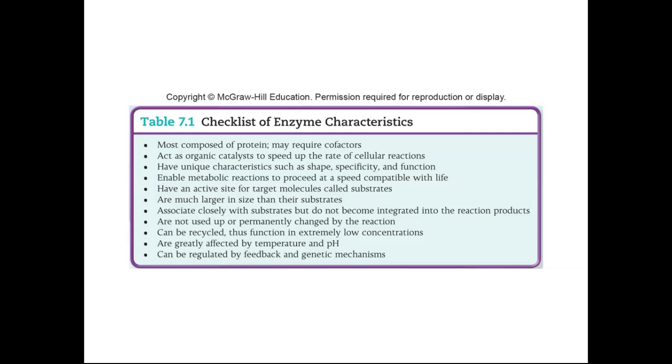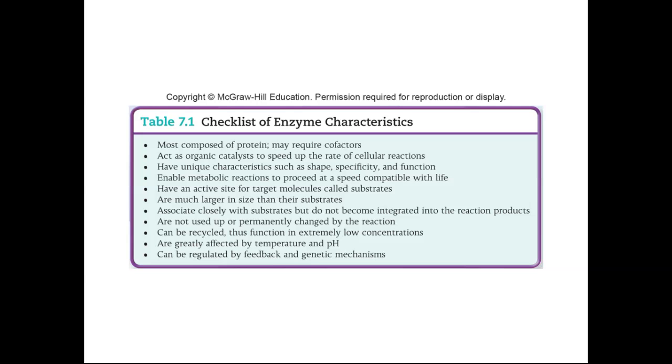So here's a wonderful figure from your textbook that's great fodder for making a flashcard about enzymes. Enzymes are made of proteins. Some of these enzymes are going to require cofactors or coenzymes. Think of those as vitamins and minerals. Our enzymes are an organic catalyst. A catalyst is just something that speeds up the rate of chemical reaction.